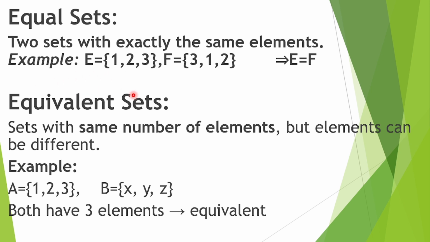Equivalent sets. Equivalent sets are those sets with the same number of elements, but the elements can be different. For example, if one set has three elements, it is necessary for the other set to have three elements to be equivalent. For example, A = {1, 2, 3} and B = {x, y, z}. There are three elements in set A and three elements in set B. So this kind of set is called equivalent sets. Both have three elements.